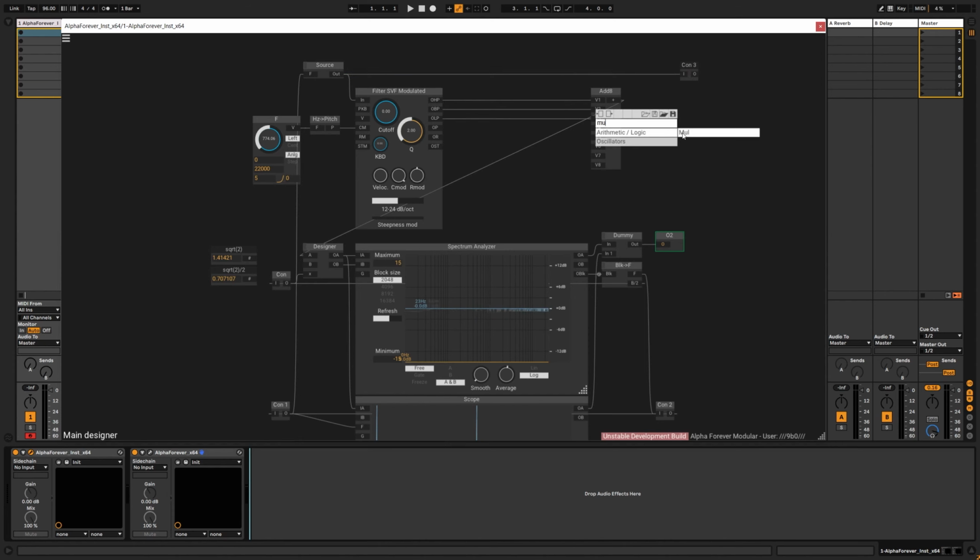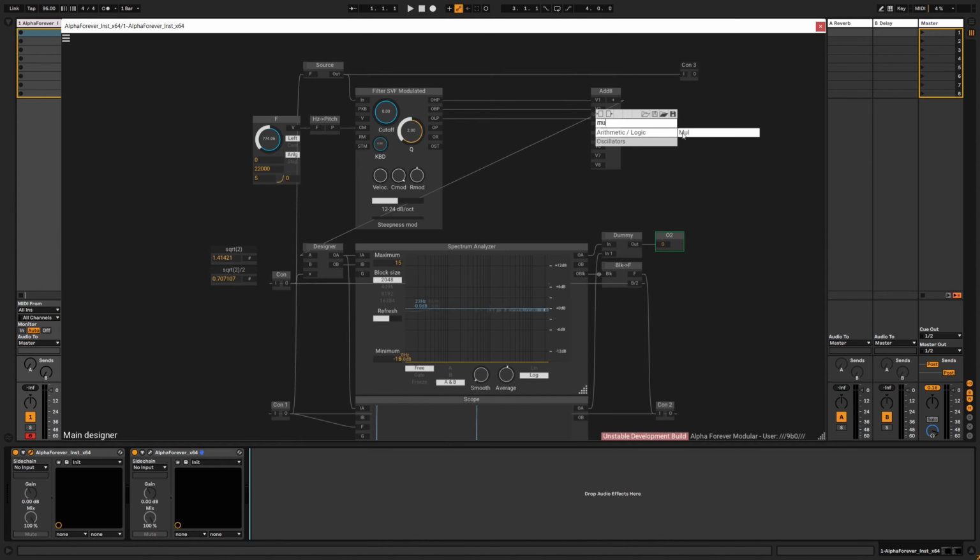And the reason for that is that they are not really shelving EQs, at least in my opinion, because for me this is a shelving EQ. This is what it should look like, at least in my opinion. Maybe I'm wrong, but we can also take a look at how they work.